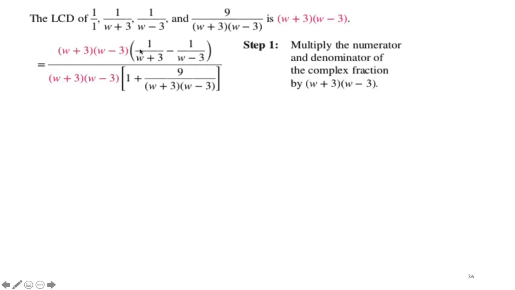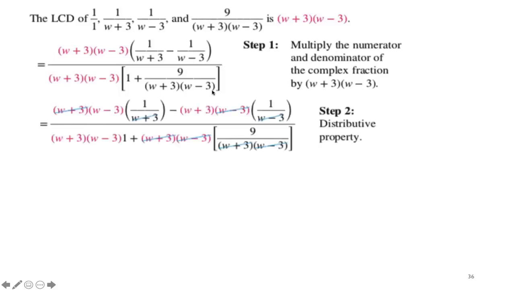And so multiply the top by the LCD. Again, when you distribute, things will cancel. In fact, this will cancel with that to clear this denominator. This will cancel with that to clear that denominator. And then this whole thing will cancel with this to clear that denominator. So there it is. Cancel this with that, this with this, and then at the bottom this will multiply in.